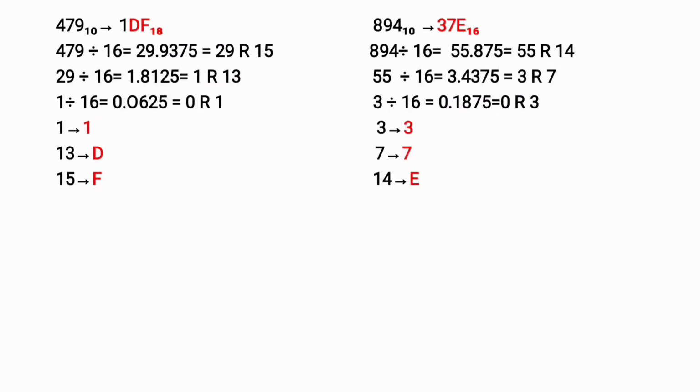Let's try another example. 894 divided by 16 equals 55.875. Take the integer part, 55, and multiply the remainder 0.875 by 16, which equals 14. Then 55 divided by 16 equals 3.4375.